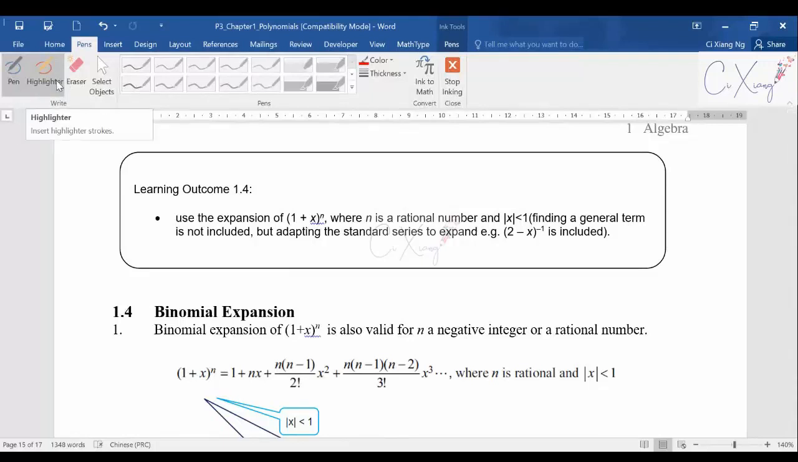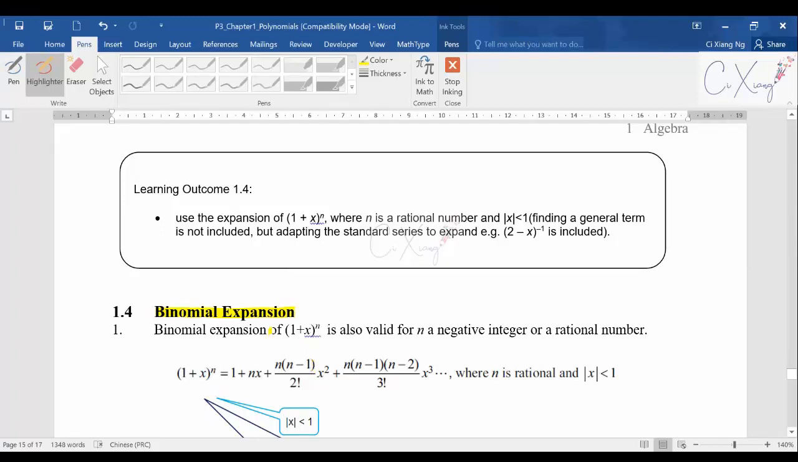Alright, so now we come to the very last subtopic for Chapter 1, Algebra, which is binomial expansion. Maybe you ask, last time we learned the binomial expansion in AS level, but why do we learn binomial expansion again in A2?